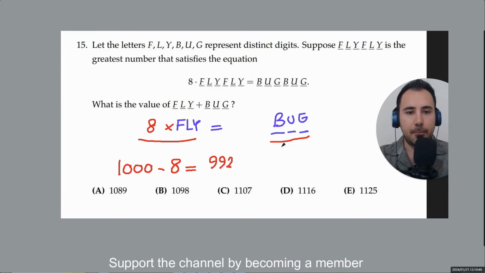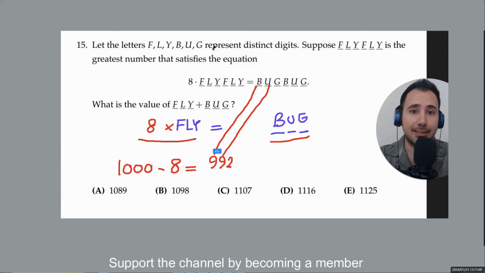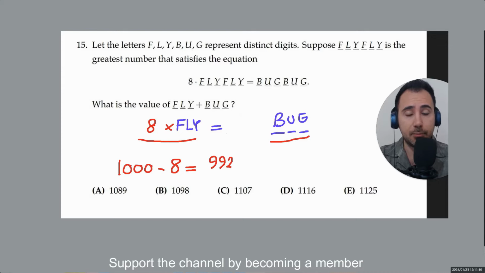But is this going to be the same as BUG? See, now it's going to be like this. First 9 becomes B, and then 9 becomes U. No, because here it says they represent distinct digits. B cannot be 9 and U again 9. No. So what should we do? We should continue the same process.